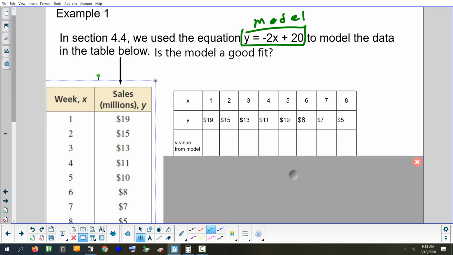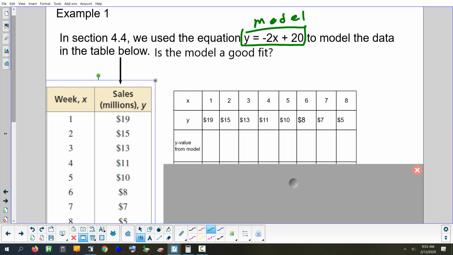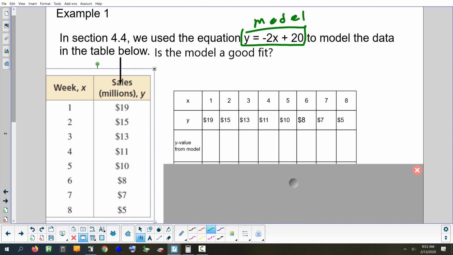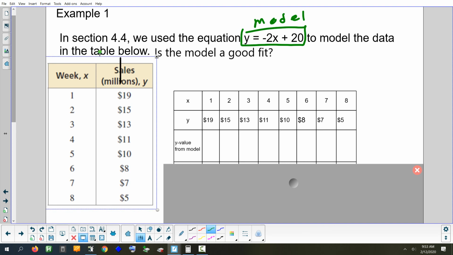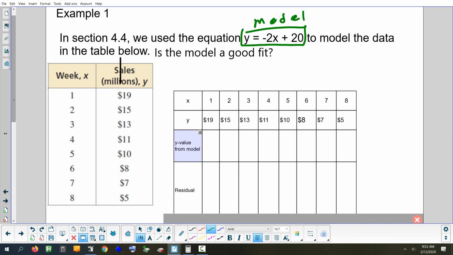All right. So, on your notes, do you guys already have the first 2 rows filled in? Yeah. Okay. If you ever didn't, all you have to do is copy all the x's into the x row and put all the y's in the y row. Most of the time, that's going to be done for you. Okay. So your first step is to find the y value from the model.